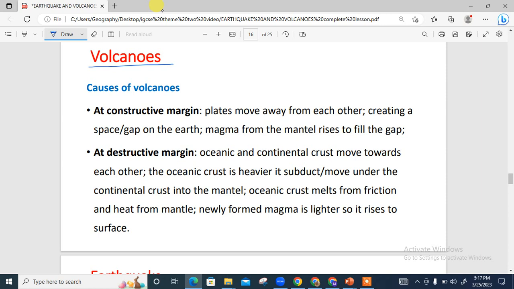So causes of volcano, like I said, they can either ask you to describe how it's caused along a constructive plate or how it's caused along a destructive plate. So this should just be your answer.